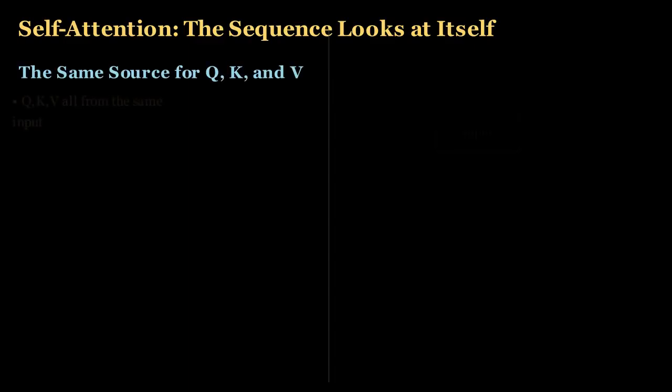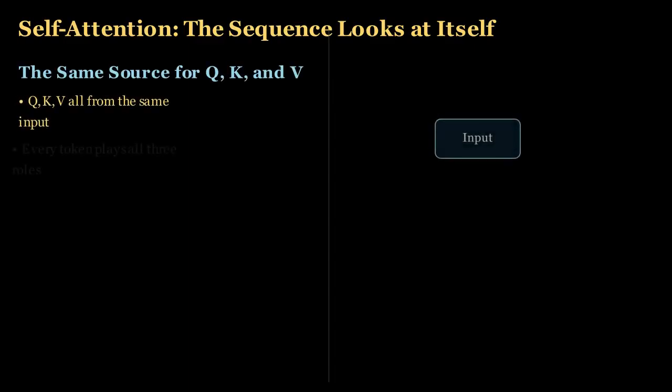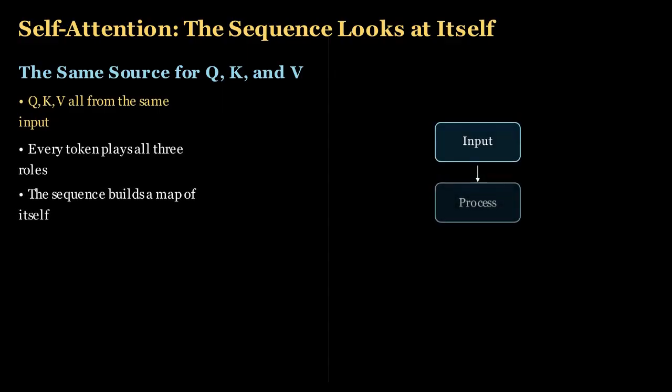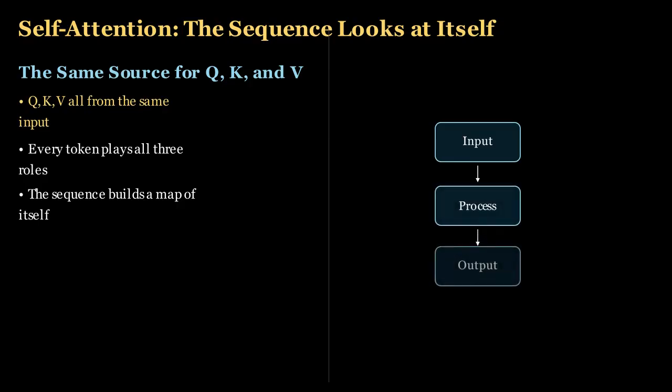We just built a context-aware representation using a weighted sum. Now, what if the query, key, and value all come from the same sequence? That is self-attention. The sentence looks inward.